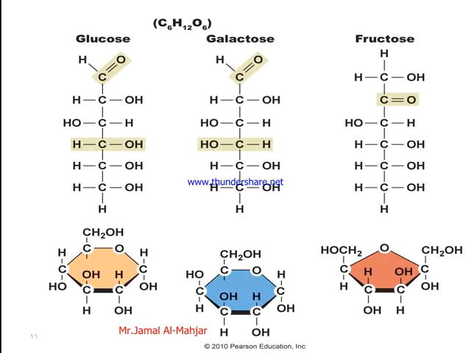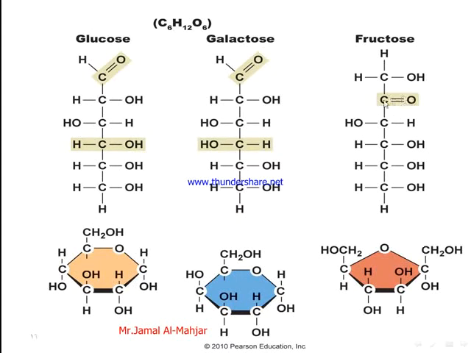Yes, the differences are the functional groups. Here we have C double bond OH. This is aldehyde, or you can write it CHO. And this one is also aldehyde, but this one has only C double bond O, it is ketone. So in glucose and galactose we have aldehyde groups, but in fructose we have a ketone group. They have the same number of atoms but different structure.